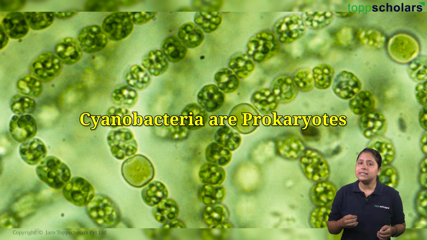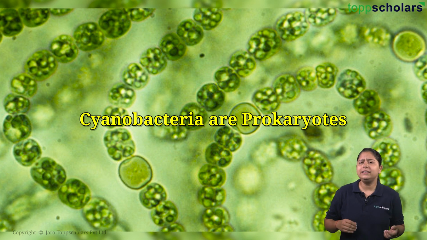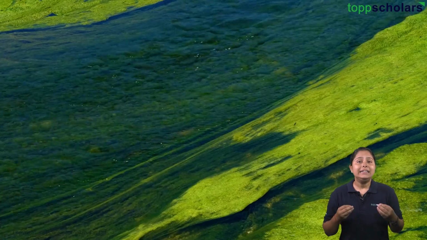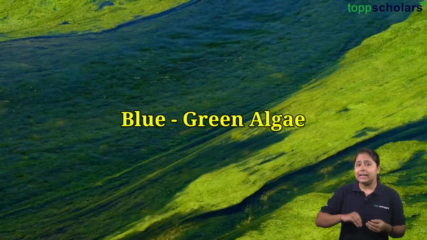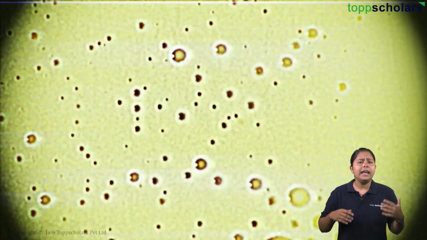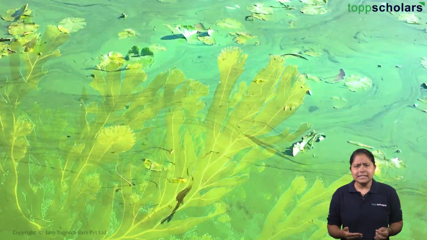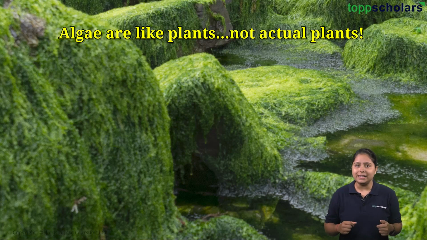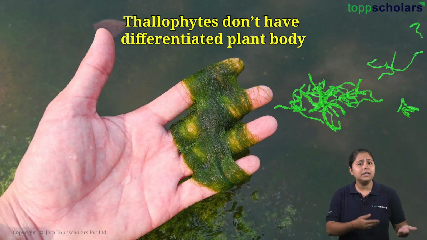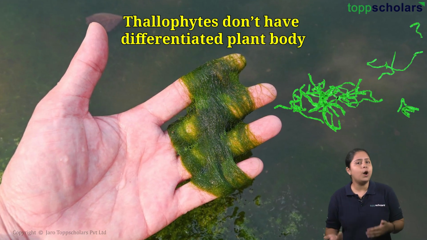Cyanobacteria are photosynthetic microorganisms that have chlorophyll and well, they are prokaryotes. These were formerly known as blue-green algae. These are microscopic but can form huge colonies and be visible to our naked eye. These are actually grouped as plant-like protists, which means they are not plants. But some do classify them under the plant kingdom, saying that they don't have the differentiated plant body.